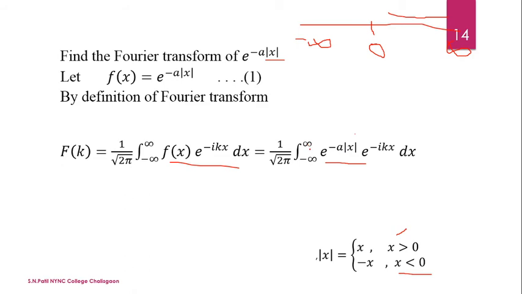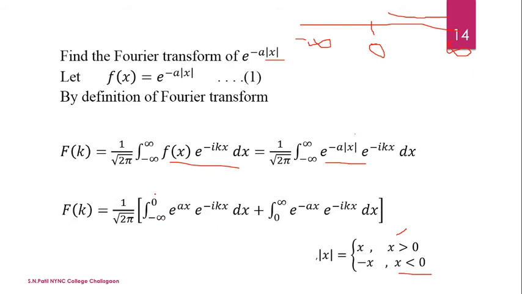Now we have the range minus infinity to plus infinity. So first of all, we divide this range as minus infinity to 0 and then 0 to infinity. Now in between minus infinity to 0, the value of the mod function is minus x, and already a minus sign is there, so minus times minus gives plus. Now in between 0 to infinity, the value of mod x is plus x, and here the minus sign remains, that is e raised to minus x.